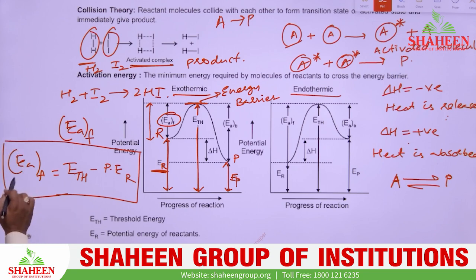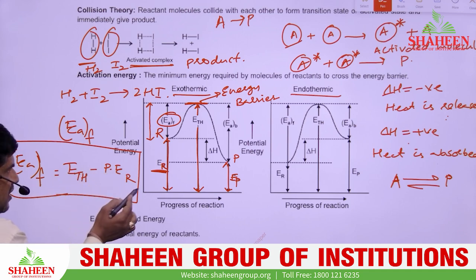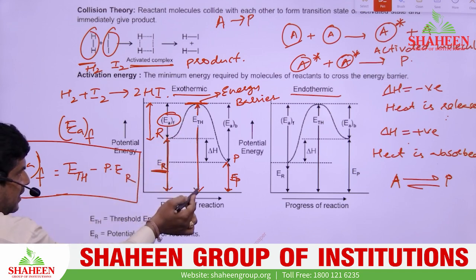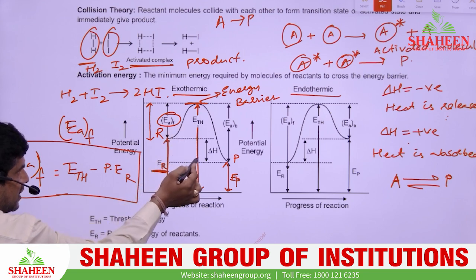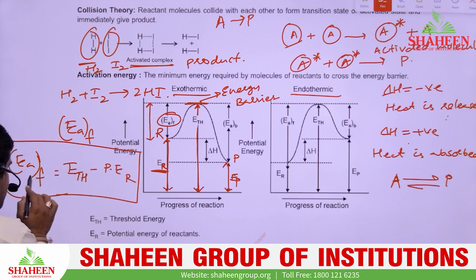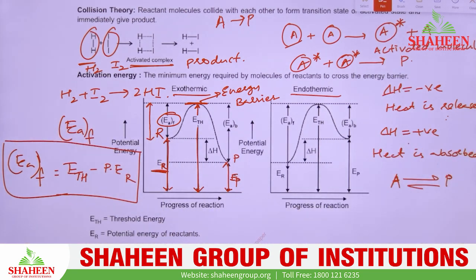Activation energy of the forward reaction, this is F. F means forward reaction. So the activation energy of the forward reaction can be calculated by threshold energy minus potential energy of reactant. Here to here is the potential energy of reactant, and here to here is the threshold energy. If threshold energy minus potential energy of reactant is taken, then we get the activation energy of the forward reaction.